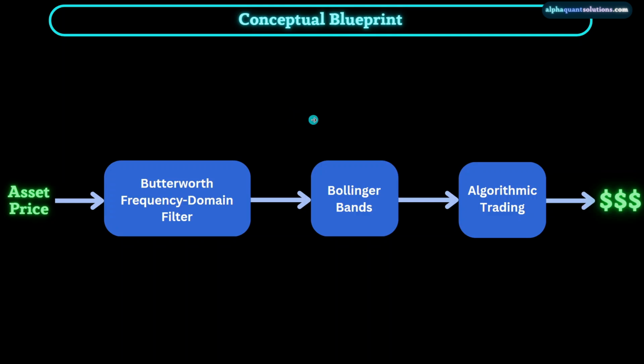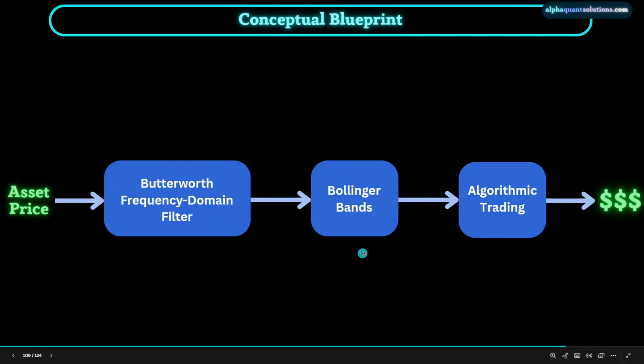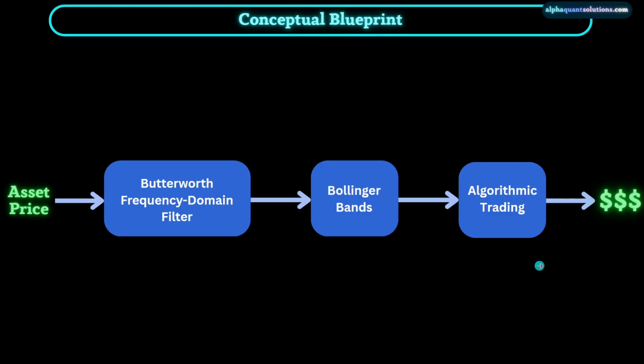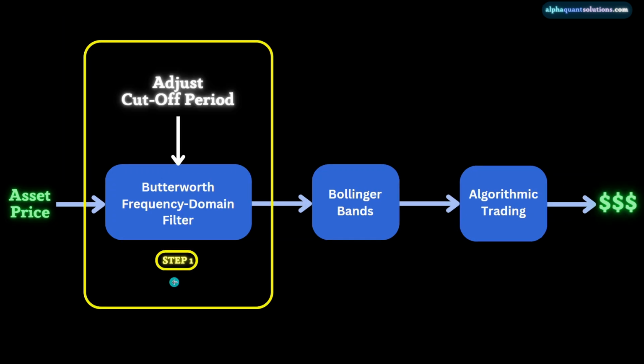Here is the conceptual blueprint for today's discussion. We will have three modules. The first, the frequency domain Butterworth Filter, then the Bollinger Bands module, and finally the algorithmic trading module. So the first step takes as input an asset price and then applies to it a low-pass frequency domain filter where you as a user can adjust the cutoff time period.